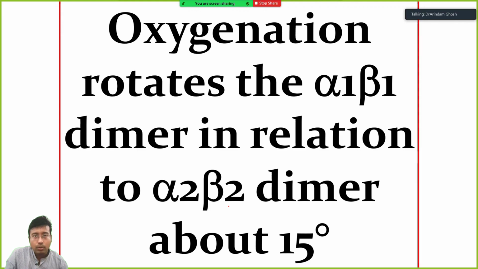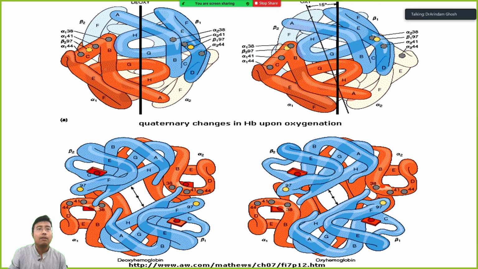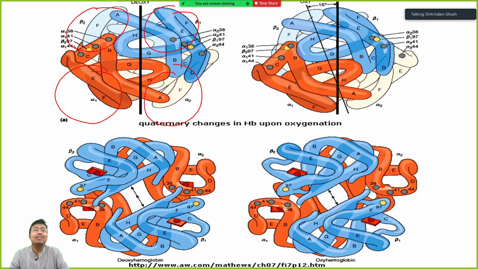Another change. Okay, if you have already noticed, that is the alpha 1 beta 1 and alpha 2 beta 2 dimer. Okay, it looks like this: alpha 1 beta 1 dimer. This one is alpha 1, this one is beta 1, this is alpha 2 and beta 2. Whenever there is oxygenation, they rotate. This alpha 2 beta 2 rotates 15 degrees with respect to alpha 1 beta 1. Understood? So not only is there a change in the gap, not only is there a change in the plane of iron, there is additional conformational change.